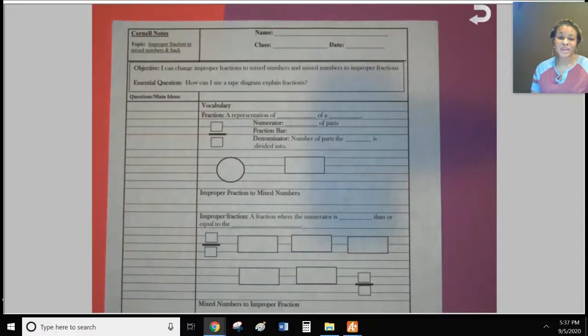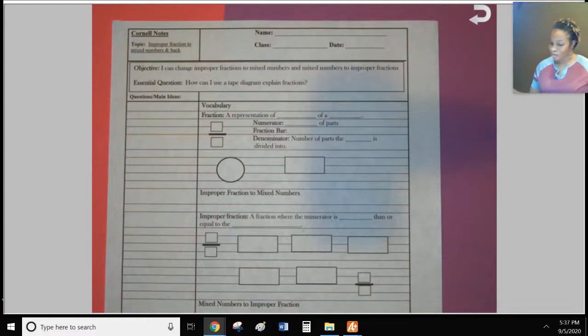Welcome to Jackson Squared. Today we're going to be looking at how to convert an improper fraction to a mixed number and a mixed number back into an improper fraction. We're going to be doing this using models called tape diagrams or strip diagrams or just any other model that we may have seen in the past. So let's get started and jump right in with vocabulary.